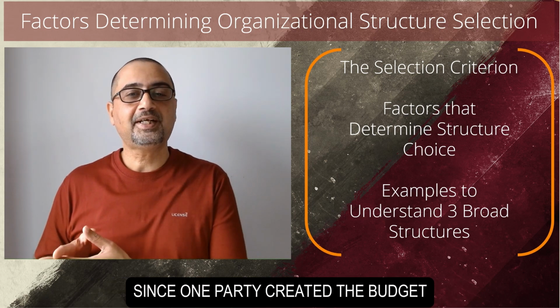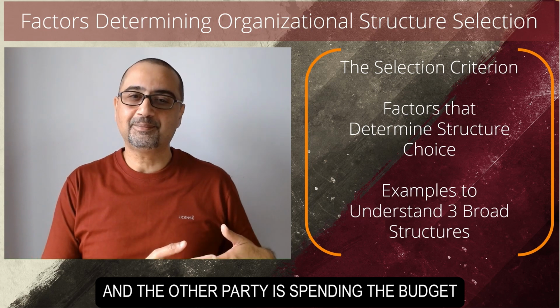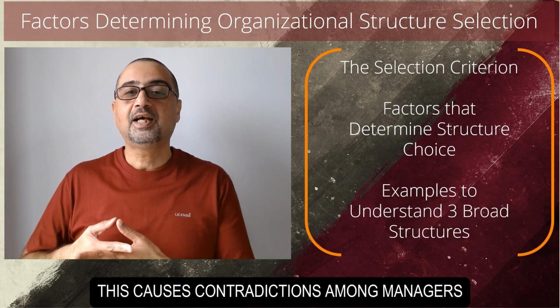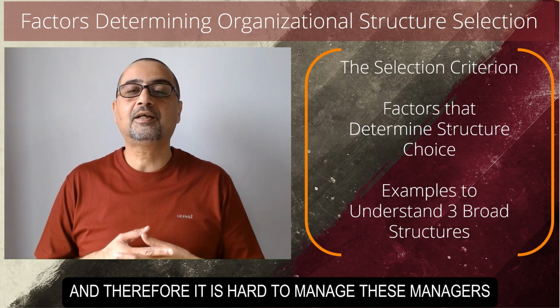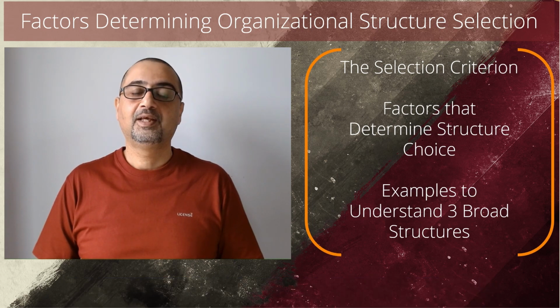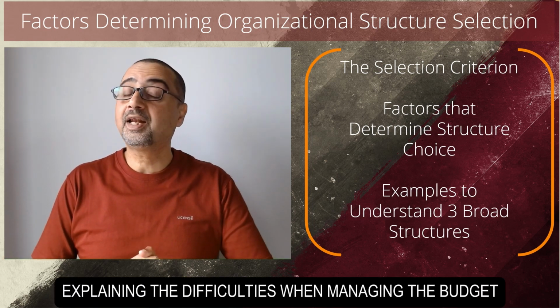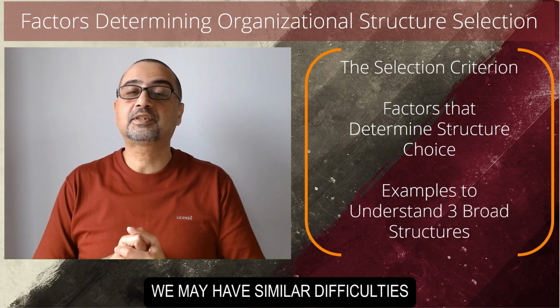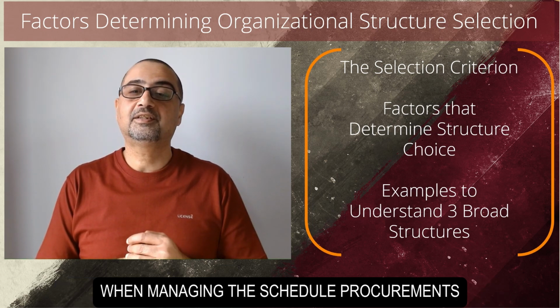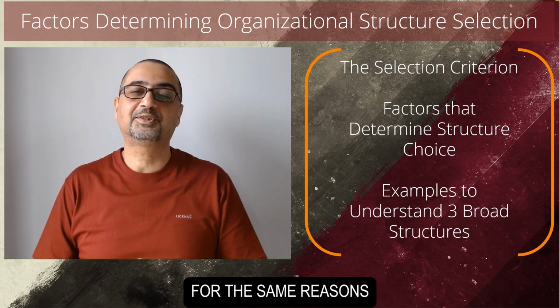Since one party created the budget and the other party is spending the budget, this causes contradictions among managers, and therefore it is hard to manage these managers. Although this is just an example explaining the difficulties when managing the budget, we may have similar difficulties when managing the schedule and procurements for the same reasons.